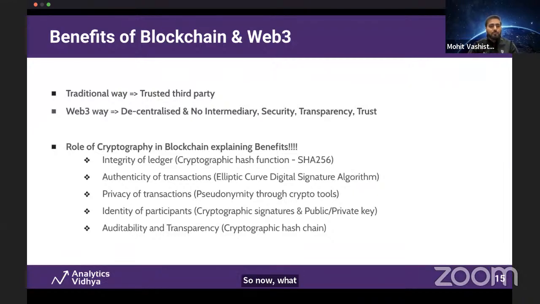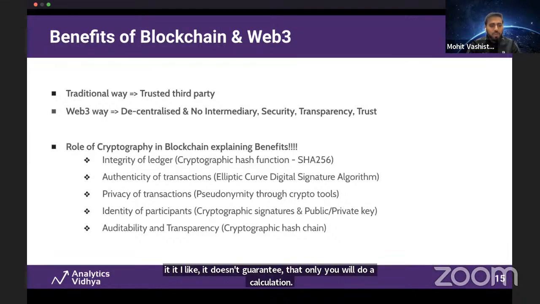So Web3 is actually providing control to the user. The traditional way in which we use applications today is we depend on a trusted third party, and we rely on them simply. But Web3's way is decentralized. It means the calculation can be anywhere in the network, so it doesn't guarantee that only you will do a calculation. Then there is no intermediary.